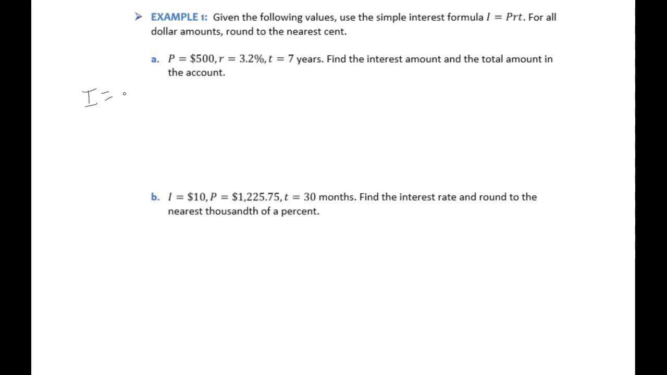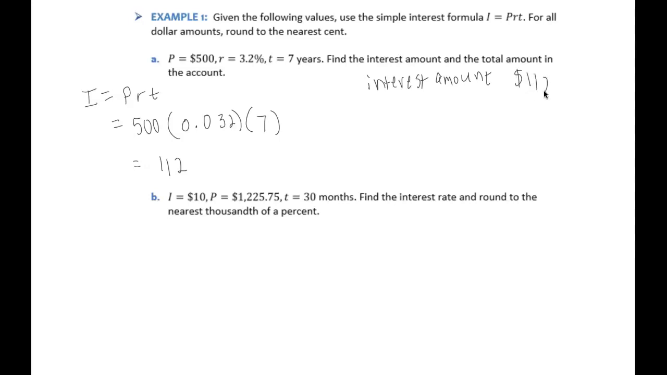So I equals PRT. And we will simply plug in the values that I know. So I know the principal is $500. I'm given an interest rate of 3.2%. I just need to write that first as a decimal. So as a decimal, let's move the decimal point over twice, times a time of 7 years. If I do that calculation, you end up with 112. So that would mean that the interest amount is $112. This means that if you invest your $500 for 7 years, you will earn $112 interest.